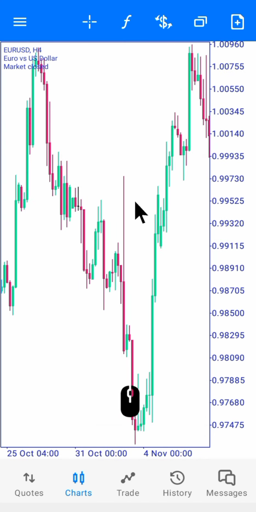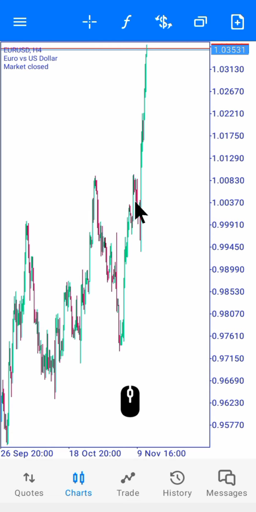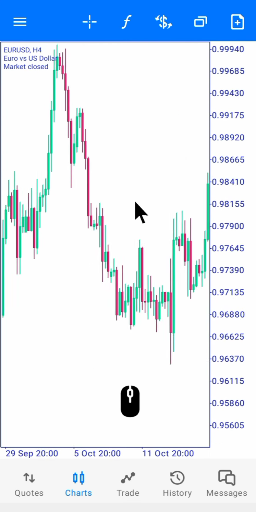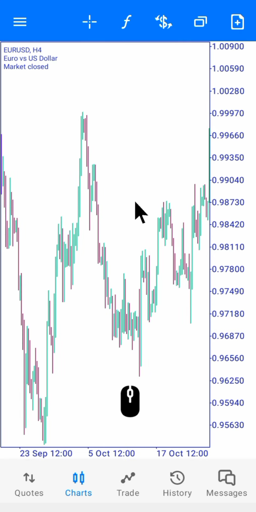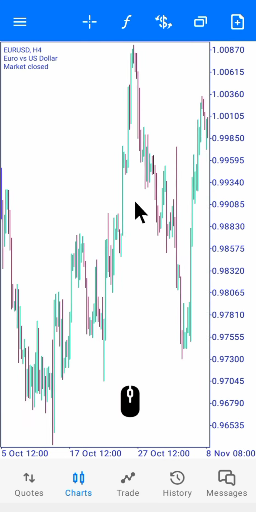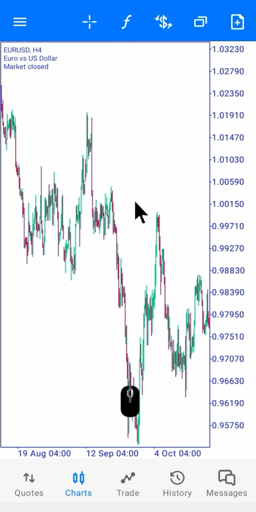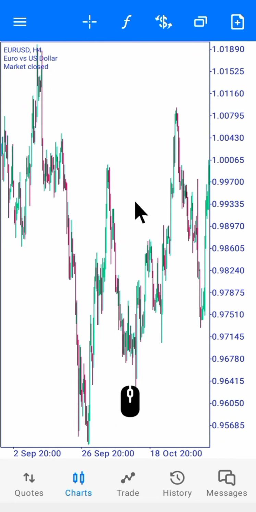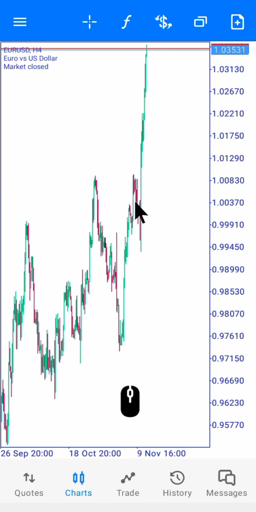Now I want to show you something like a double top here. What is a double top? Remember, when you see these points, double top, you are going to start selling. Double bottom, you are going to start buying.